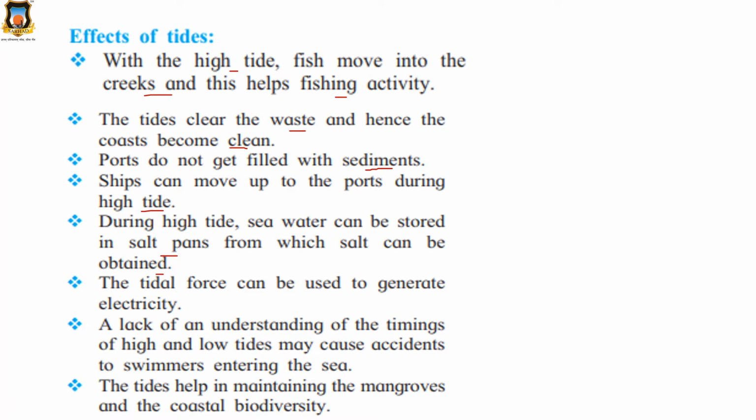So when high tide is there, the water level increases, so water comes and gets accumulated into the salt pans, and when the water decreases, the water remains in the salt pans, and the remaining water goes back into the seas and ocean. So it helps to collect the sea water in salt pans, from which salt is obtained. Getting all of you?